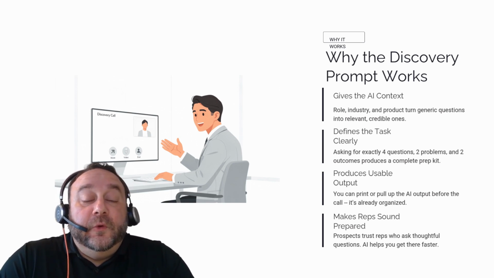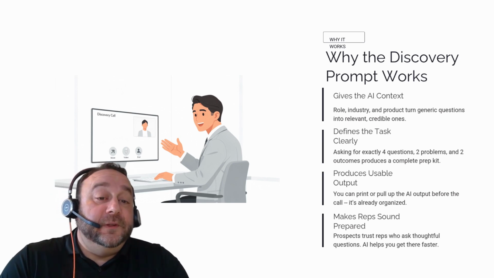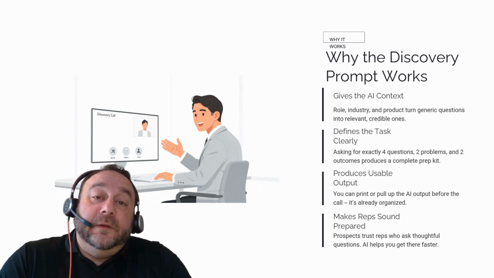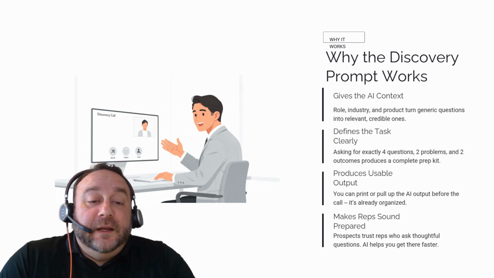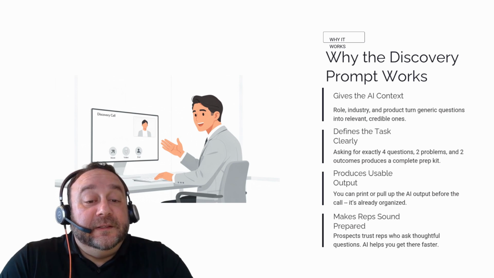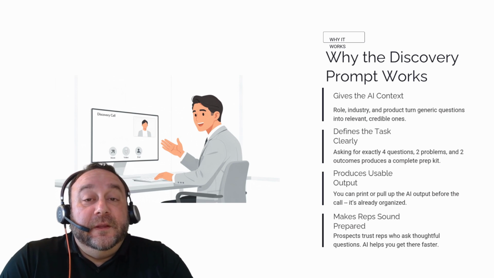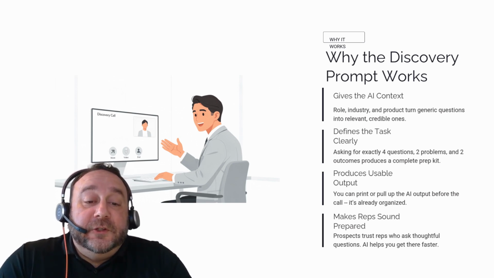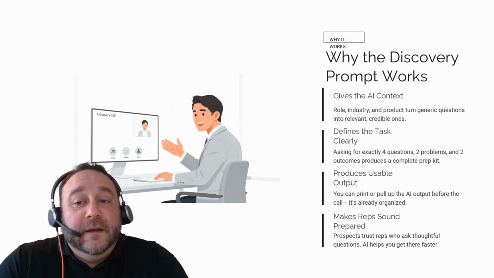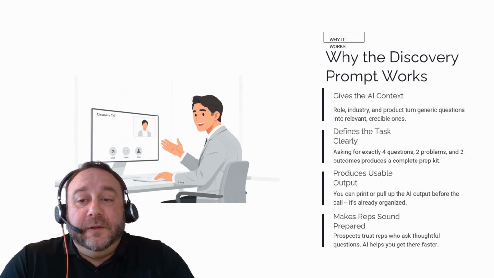By giving the model a role, a company type, a target buyer, and a set of likely pain points, you make the response much more relevant. You also make it easier for the AI to generate questions that feel connected to real business issues instead of sounding generic or canned. This kind of prep is valuable because better questions lead to better conversations, and better conversations usually lead to better discovery, better qualification, and stronger next steps. That is why this prompt is so useful in a sales workflow.